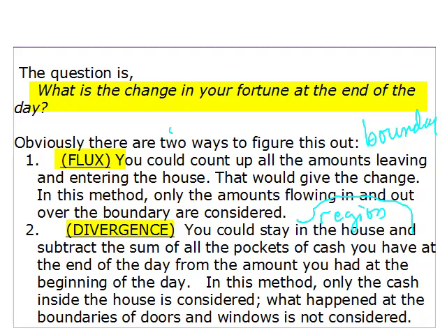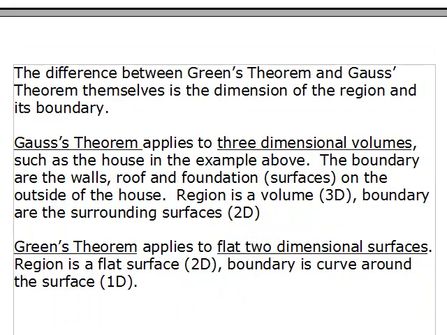Now if you understand this, which is pretty pedestrian to say the least, then you have an understanding of these theorems. Like I said before, the difference between Gauss's theorem and the divergence form of Green's theorem is the dimension of the regions to which they apply. Gauss's theorem applies to three-dimensional volumes like the house. So the region is 3D and the boundary is 2D, surrounding surfaces. Green's theorem applies to a flat two-dimensional surface. In this case, the region would be a flat surface and the boundary would be a curve going around it.